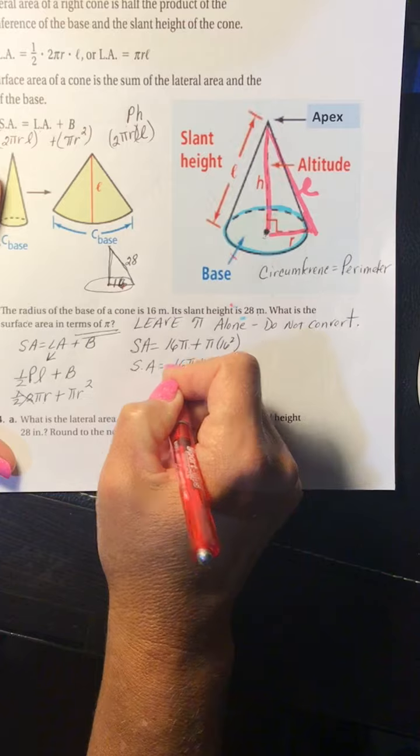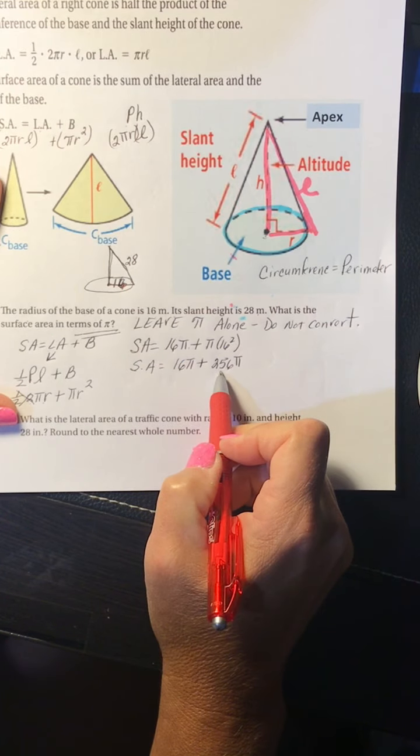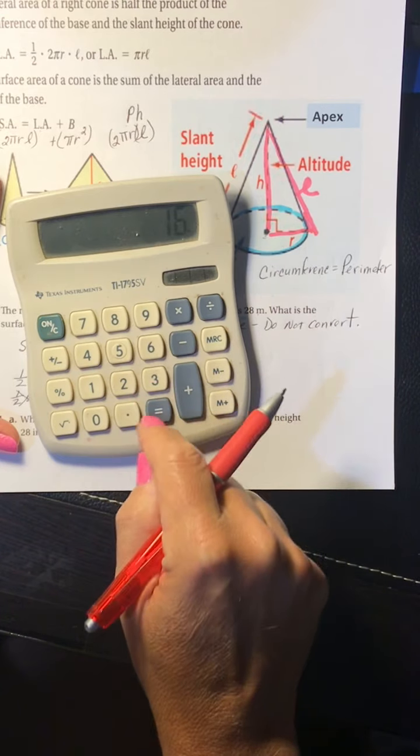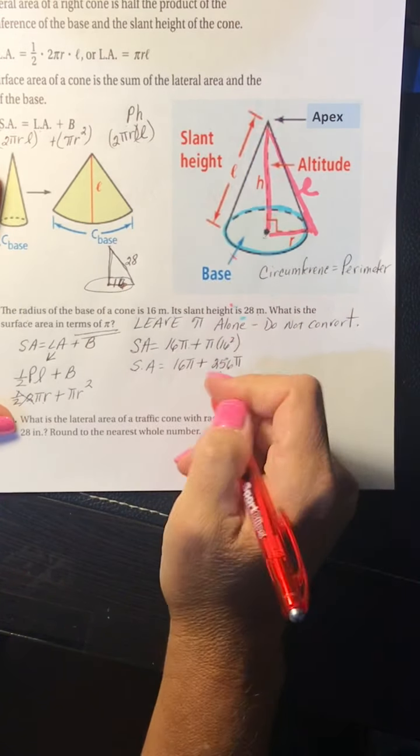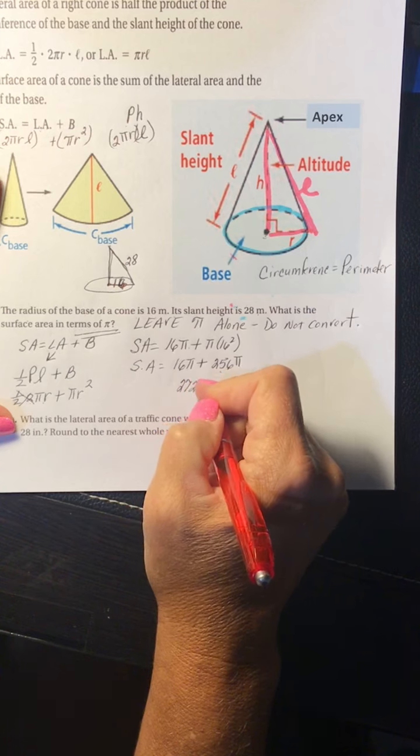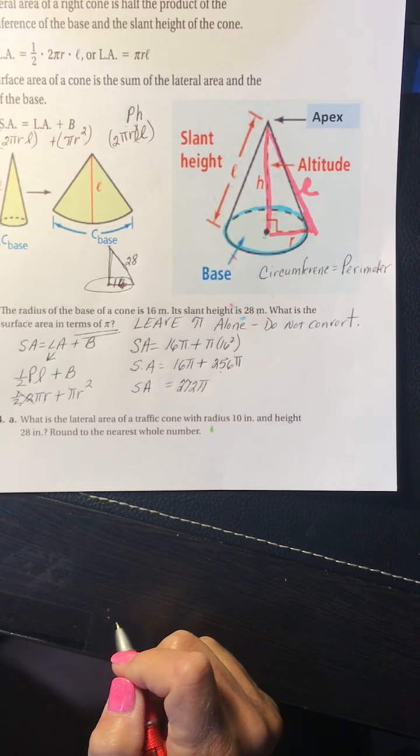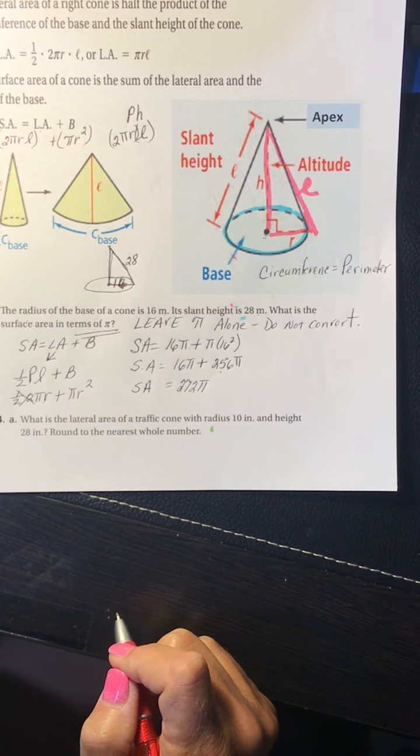Total surface area is 256 plus 16. We have 272 pi. In terms of pi, leave it alone.